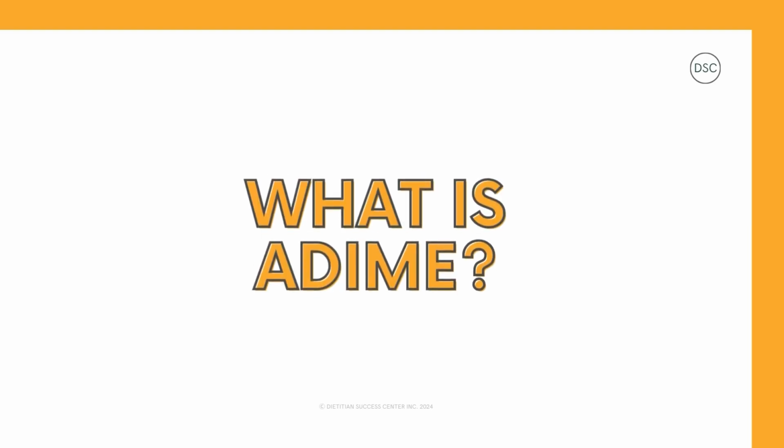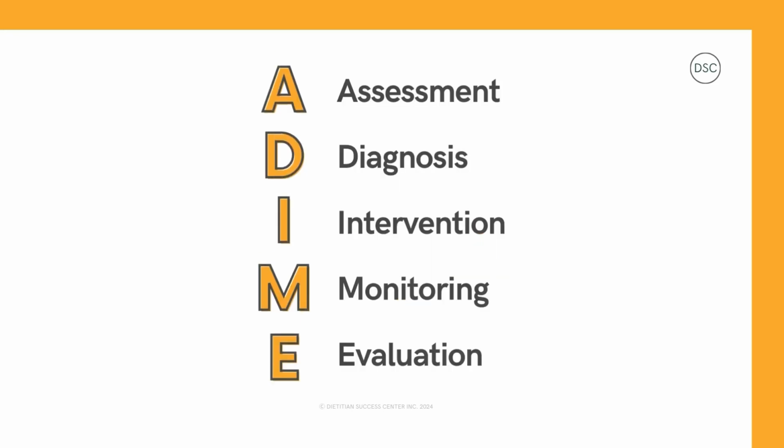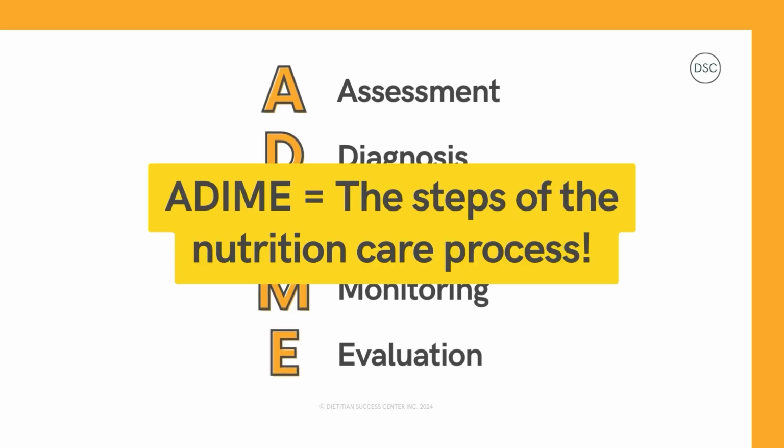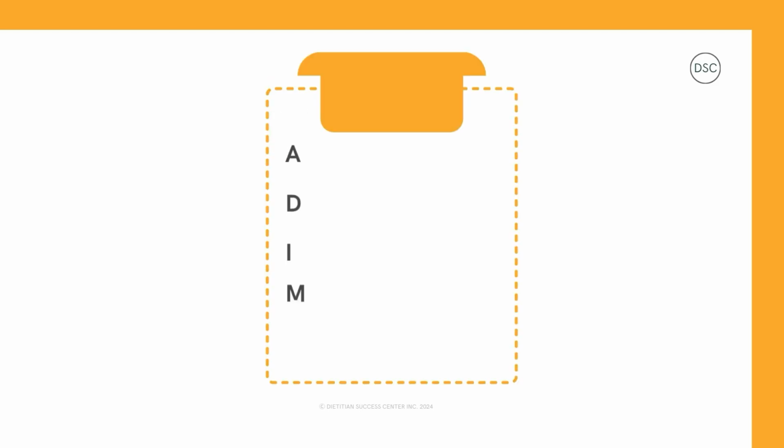Now that we know about the NCP, what is ADIME? To simplify your chart notes and documentation of the NCP, you can use the ADIME documentation method. ADIME is just one charting format, but it works well with the NCP, and we think you'll see why. ADIME stands for Assessment, Diagnosis, Intervention, Monitoring, Evaluation. So, ADIME is the steps of the nutrition care process. And you can use the ADIME format to record the steps of your nutrition care process with your client when creating a chart note.